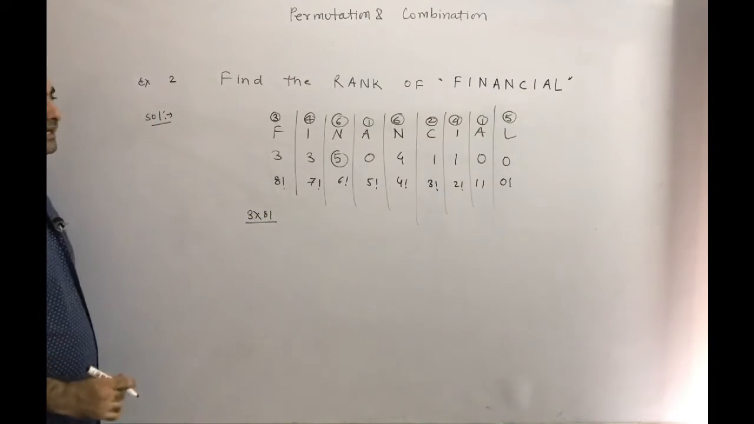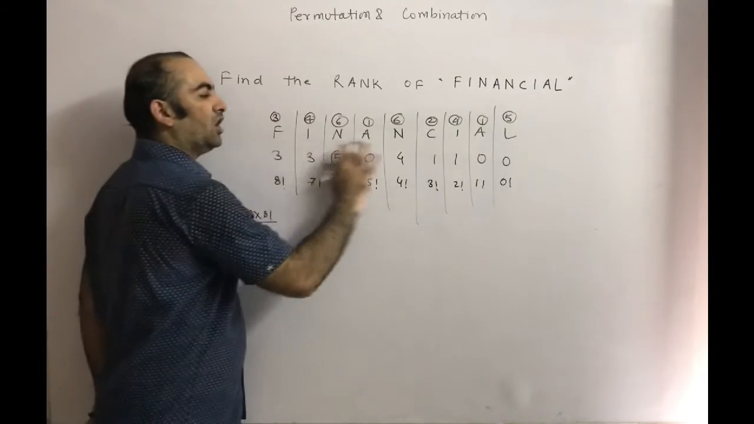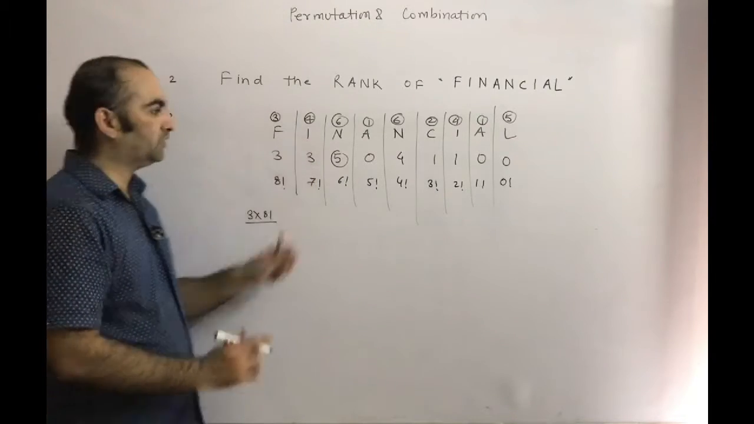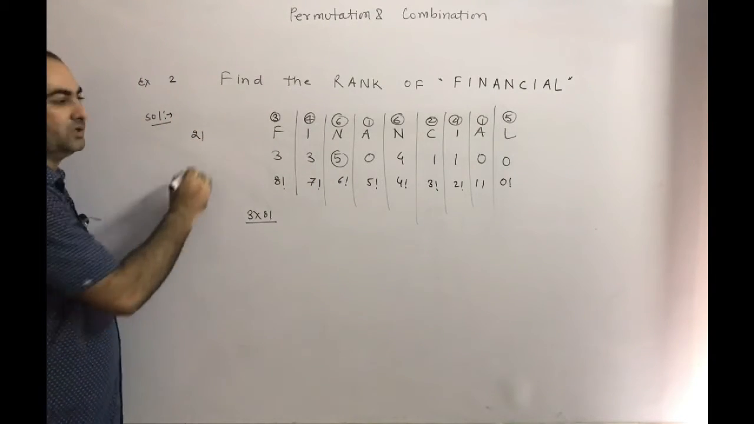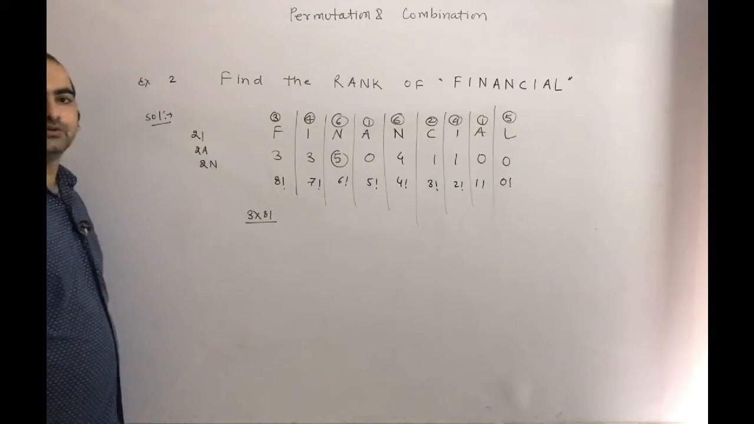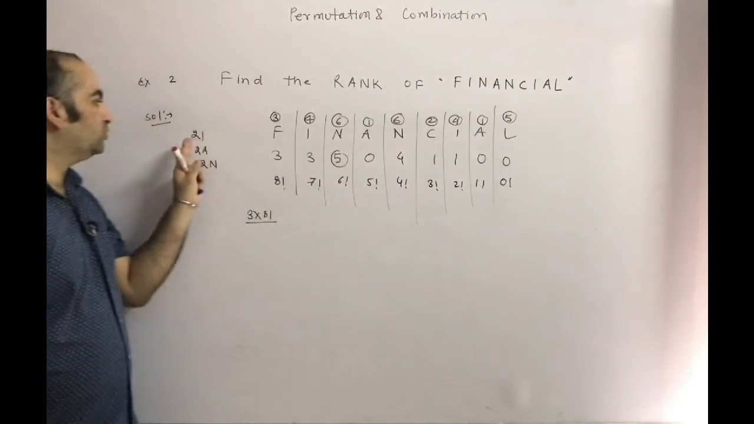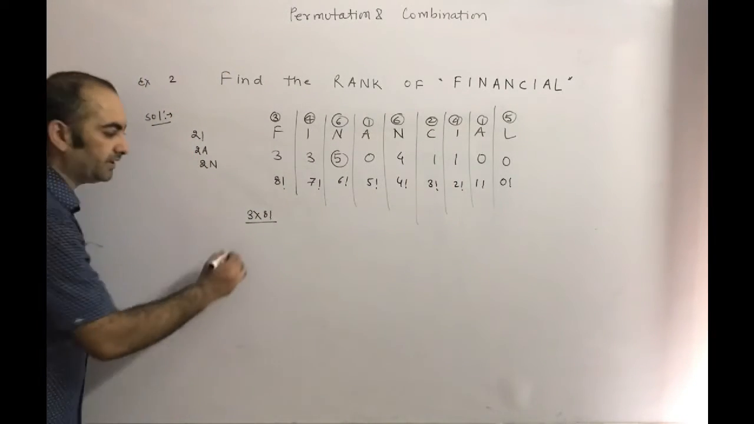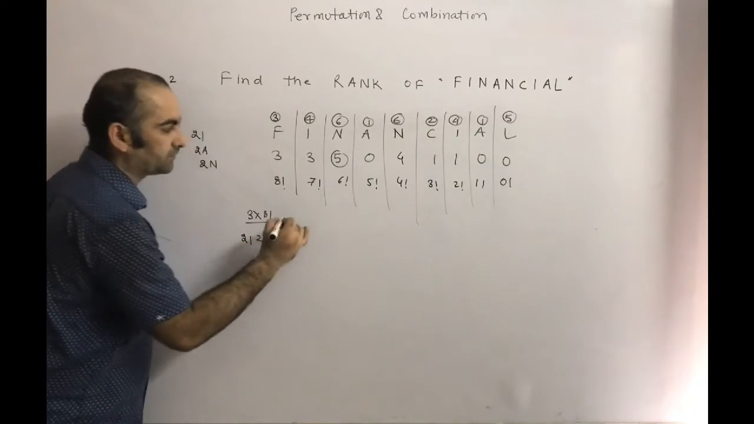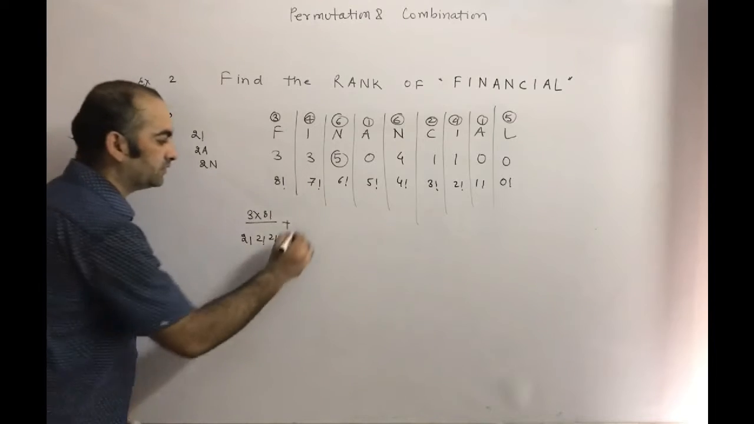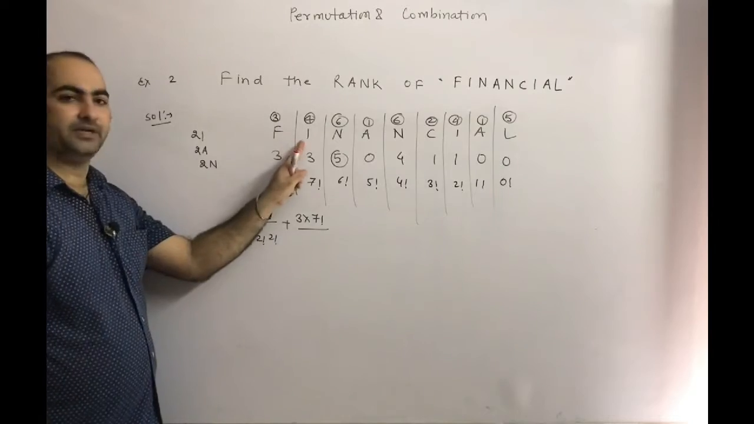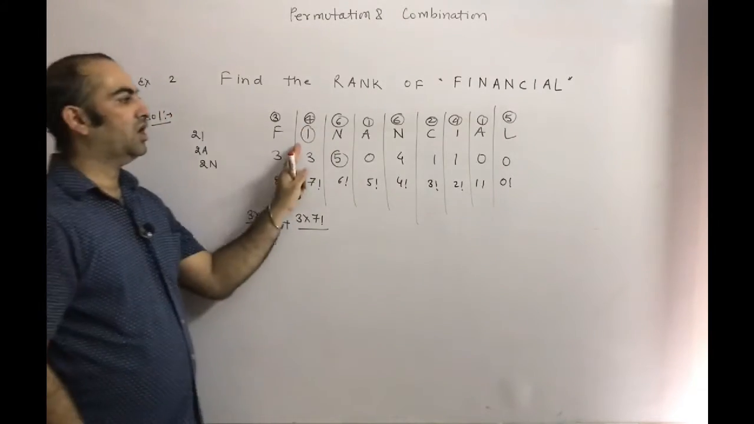Now including F on the right hand side, how many letters are the same? Including F there are 2 I's, 2 A's and 2 N's. So you have to divide by 2 factorial, 2 factorial, 2 factorial. Plus you have to multiply these two, 3 into 7 factorial.